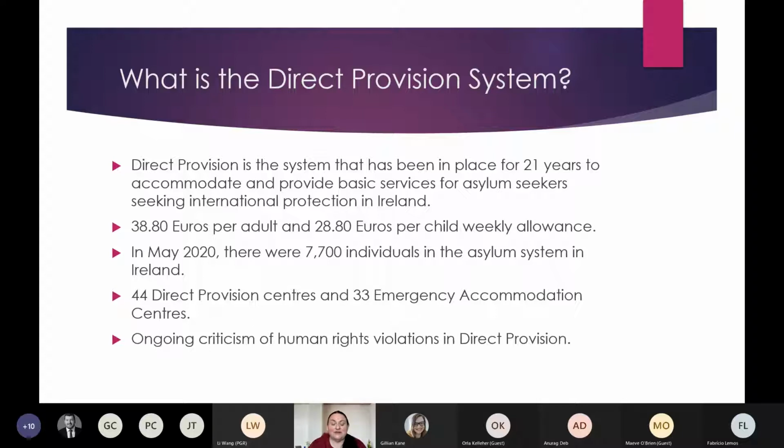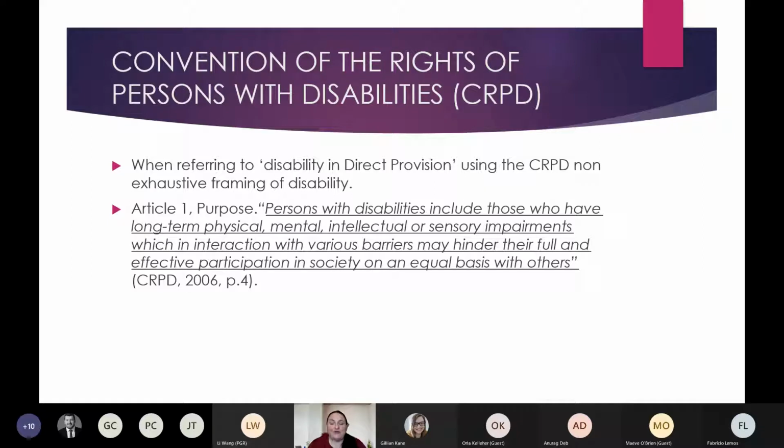And in May 2020, the Day report revealed there were 7,700 individuals in the asylum system currently. There are 44 direct provision centres around Ireland, often in remote locations, as well as 33 emergency accommodation centres, which have been used more frequently since the capacity of direct provision has been very full since 2018. And as discussed, the criticisms of the human rights violations continue, with the recent Day report recommending very big changes, as well as an overhaul of how international protection applicants are accommodated going forward.